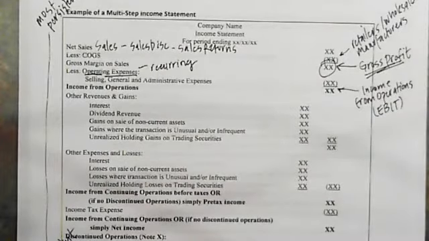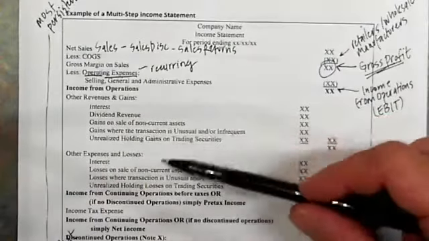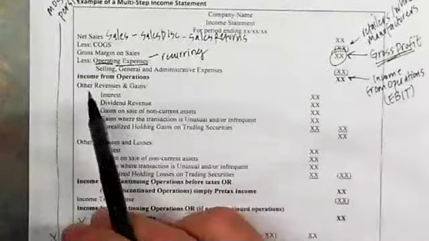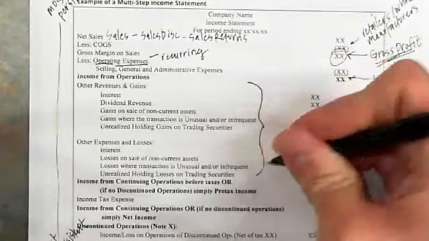Right? After this, we have a large section, and it says other revenues and gains, other expenses and losses. Really what we could paraphrase all of these items as is non-operating income.